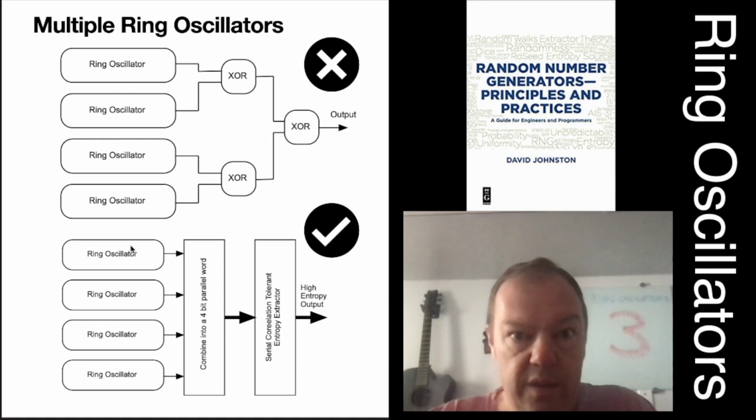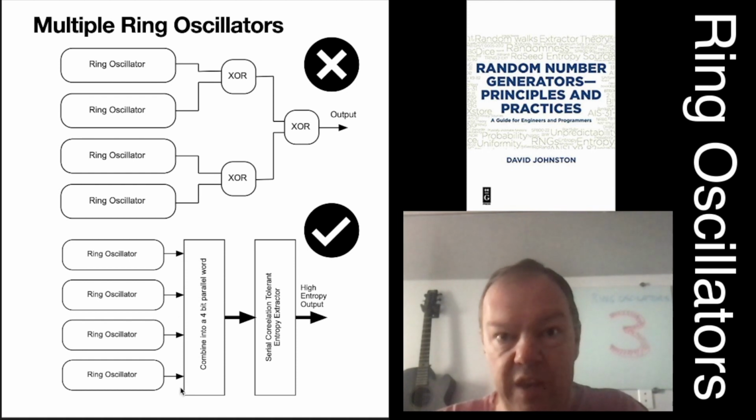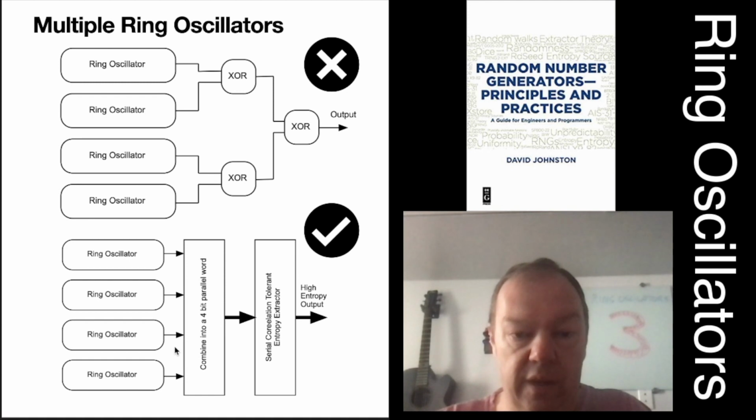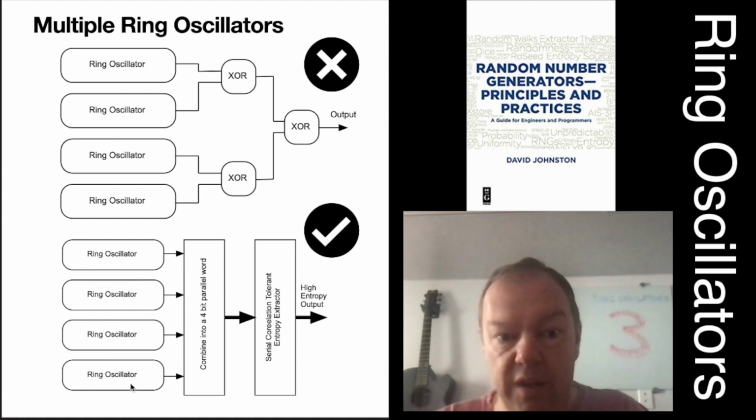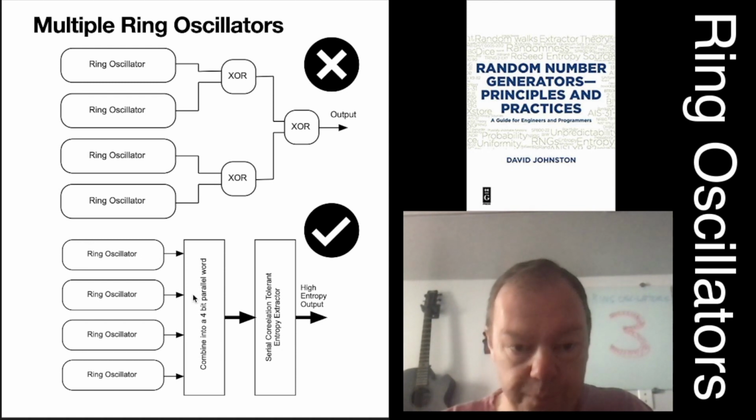Then the other structure, the one I would advocate for, is you take your multiple ring oscillators, and you just take each of those outputs. So you sample each of the outputs slowly, and here we've got 4 ring oscillators, so we'll sample a 4-bit word, and we'll feed that into an entropy extractor, which is in a future video, what an entropy extractor is, but one that is tolerant of correlation and serial correlation. So correlation between these bits and correlation between sequential bits coming out of individual oscillators. And those kind of entropy extractors exist, so you can do that.